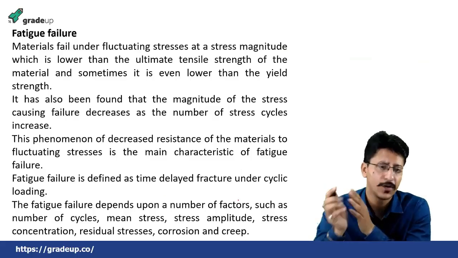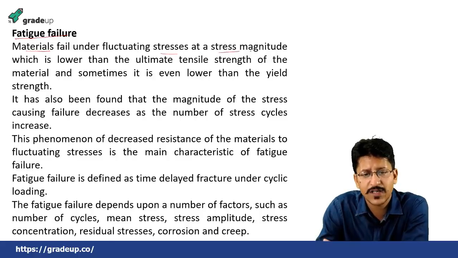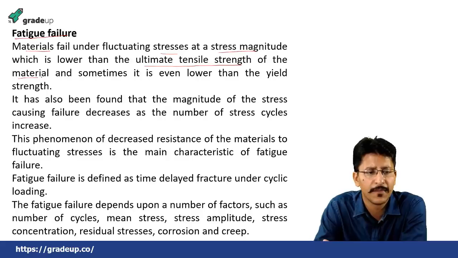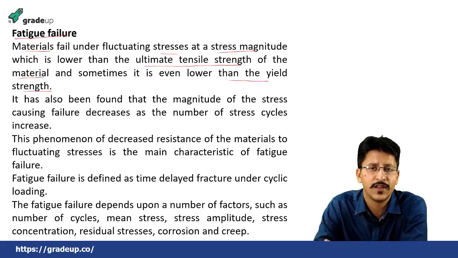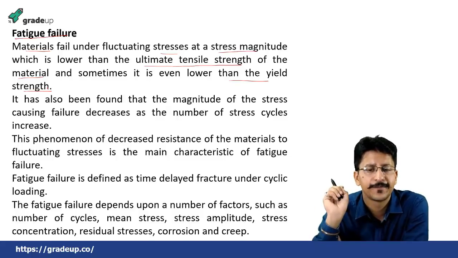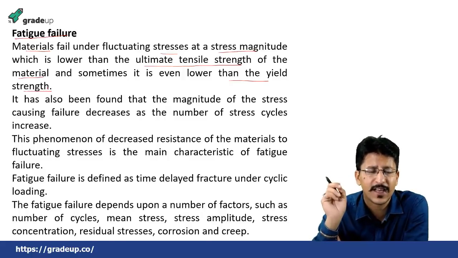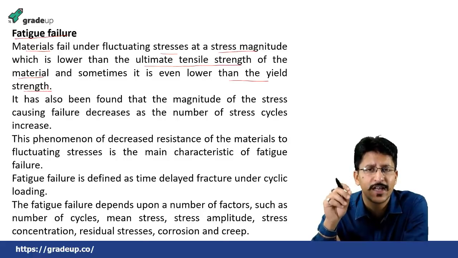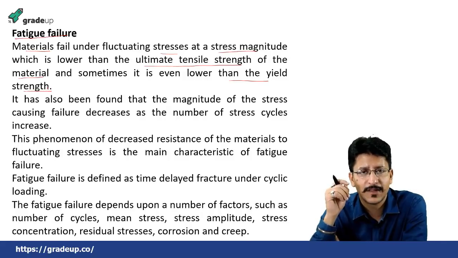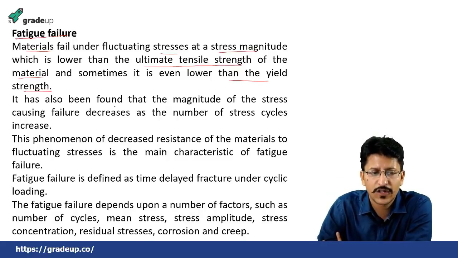Next is the case of fatigue failure. So what is fatigue failure? The materials fail under fluctuating stresses at a stress magnitude which is lower than the ultimate tensile strength of the material, and sometimes even lower than the yield strength. Because we know in the case of static loading, the materials fail at a value near the ultimate tensile strength or the yield strength. But in the case of fluctuating stress, the materials or components fail under stresses which are much less than these yield or ultimate values.